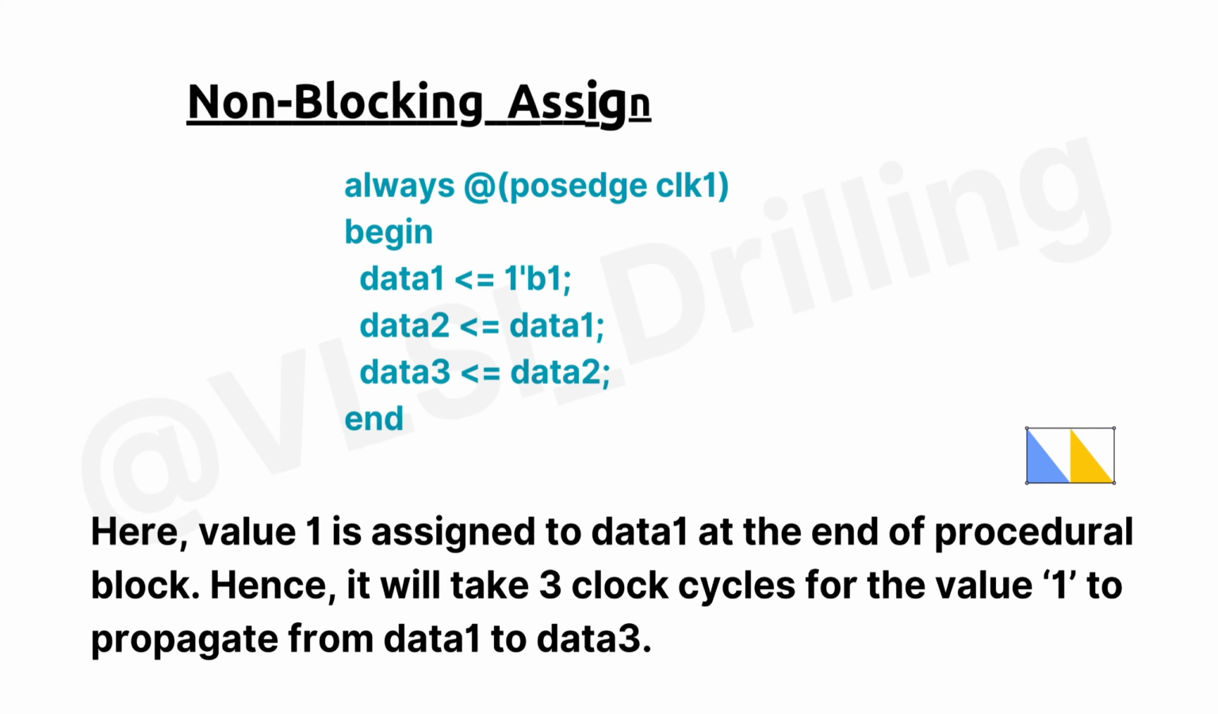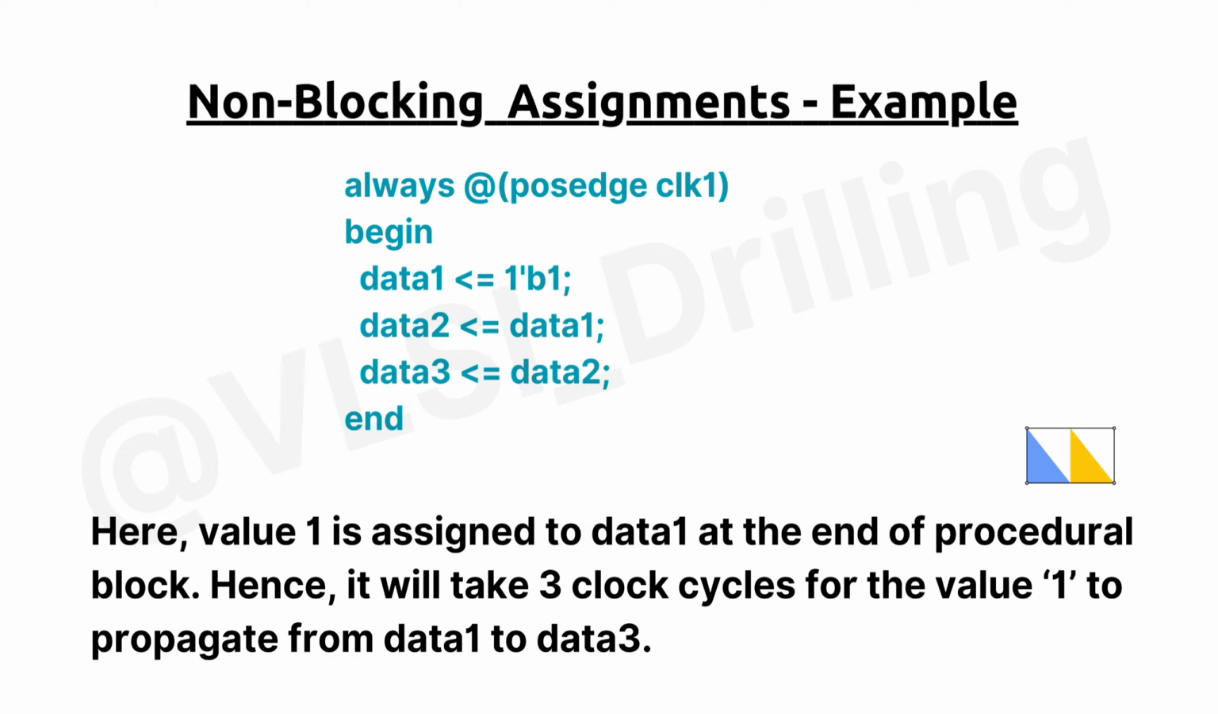Let us understand through an example. So here we are making use of non-blocking assignments. Now here value 1 is assigned to data1 at the end of procedural block. So data1 value remains x by that time. So after one clock cycle, data1 is getting assigned 1.